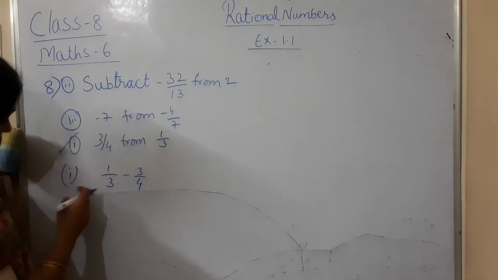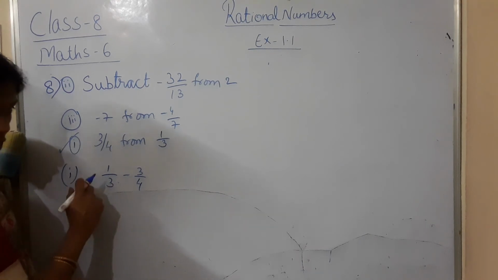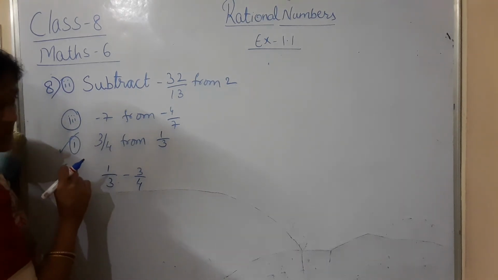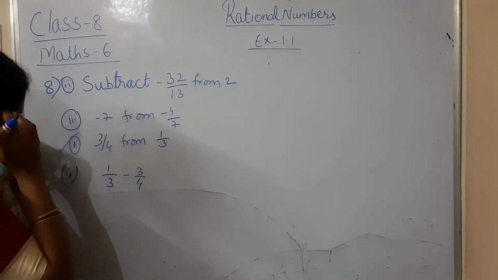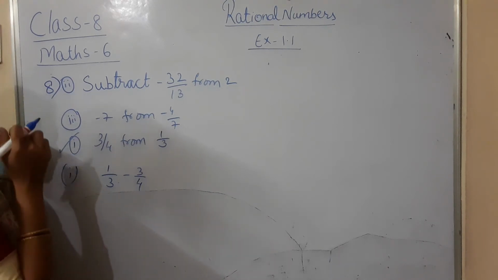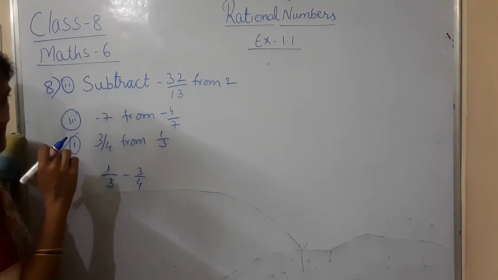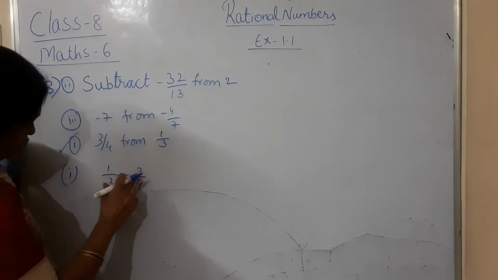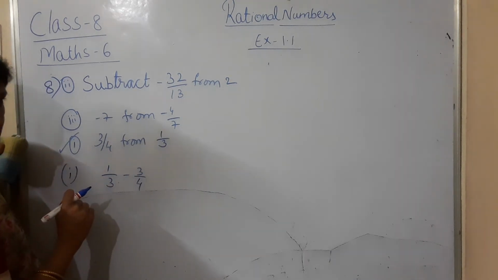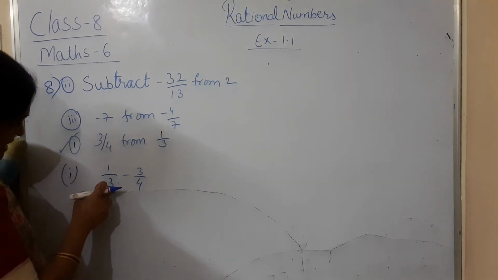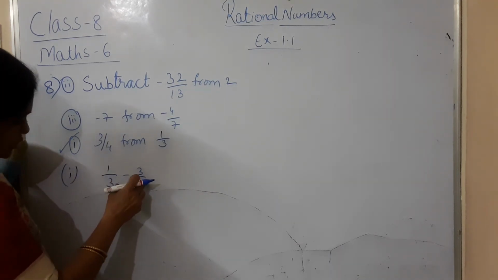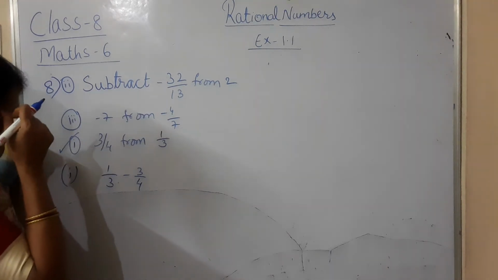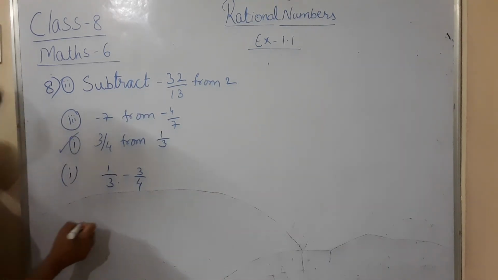You can't just subtract like this. Both have different denominators. First you have to make the denominators the same. To make the denominators the same, either you can take the LCM, or you can multiply the numerator and denominator: here you can multiply by 4 by 4 and here by 3 by 3. So let's take the LCM instead.